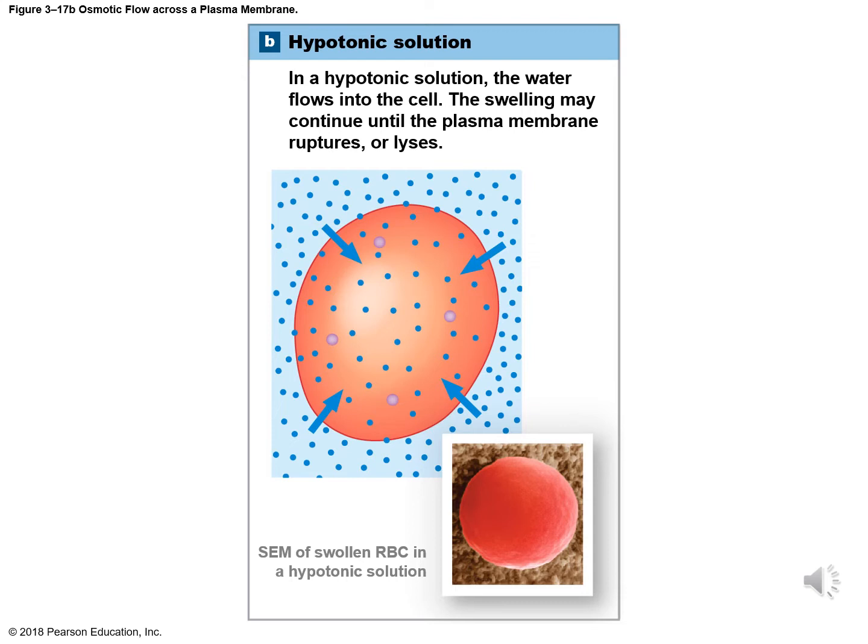And if it takes in too much water, it could rupture. And when a red blood cell ruptures, it's called hemolysis. Now, if you are dehydrated and you go to the hospital, they're going to give you IV fluid that is isotonic to try to get your red blood cells back into that biconcave shape rather than the shriveled crenated shape.